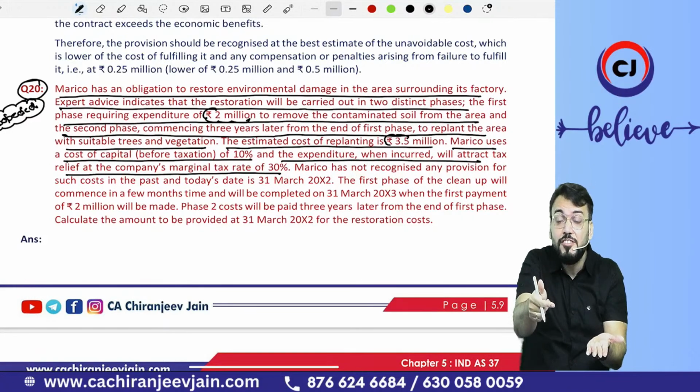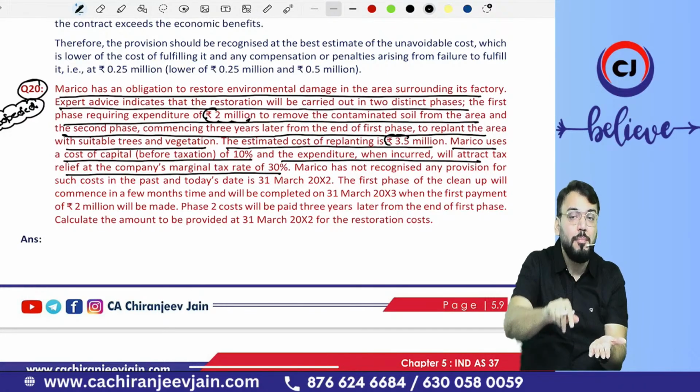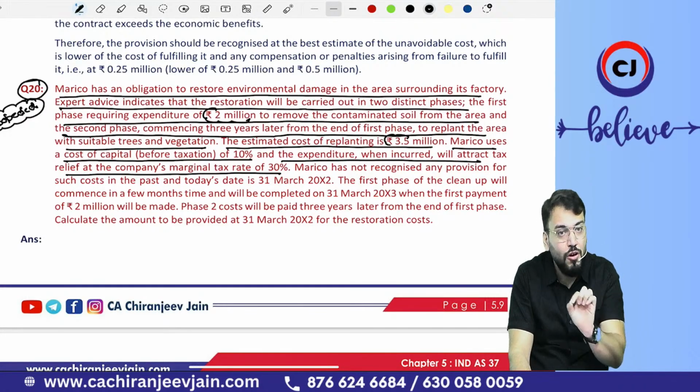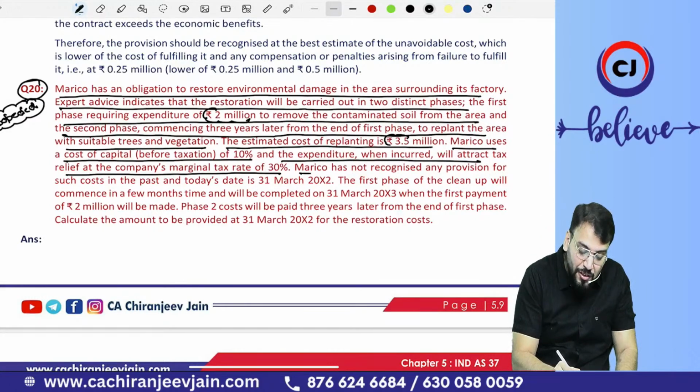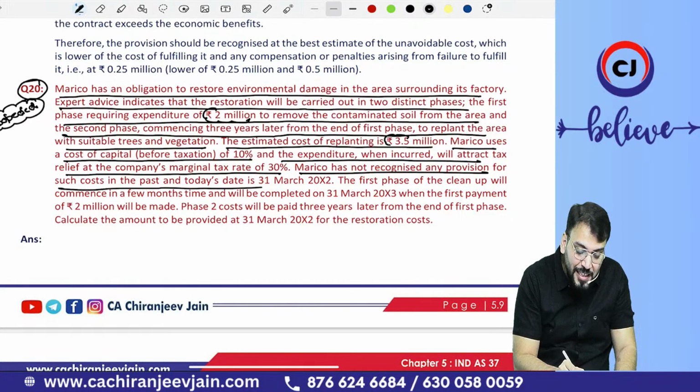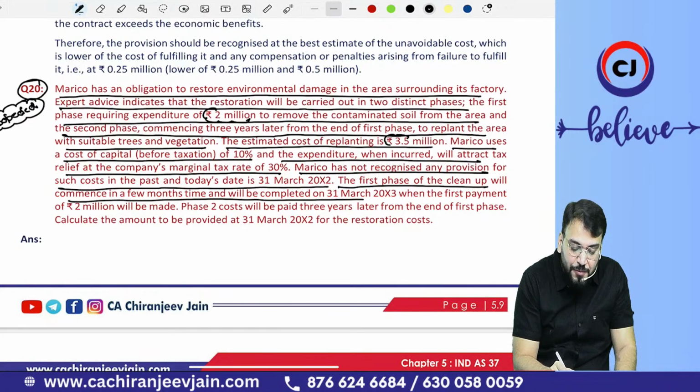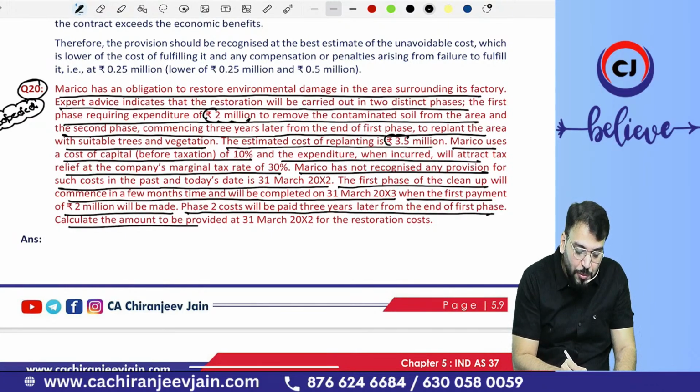Now whenever information is given, we try to apply it. But 30% is of no use. Marico has not recognized any provision for such costs in the past, and today's date is 31st March 2002. So on this date we need to create provision. The first phase of the cleanup will commence in a few months' time and will be completed on 31st March 2003 when the first payment of 2 million will be made. Phase 2 will be paid 3 years later from the end of first phase. Calculate the amount to be provided at 31st March 2002 for the restoration cost.